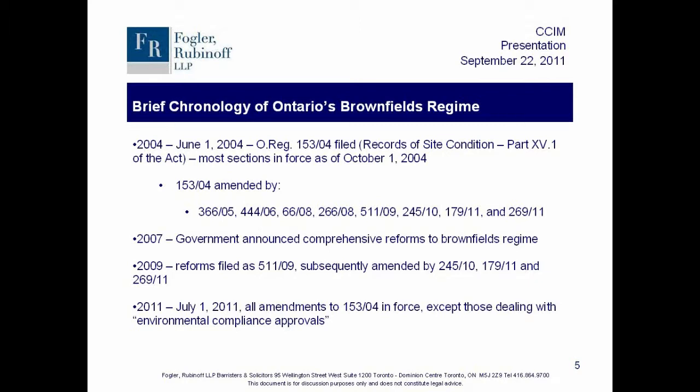So the reforms were presented in this Regulation 511. It's 87 pages long, lots of reforms, and subsequently there were some tweaking amendments, further amendments made to it by 3 more regulations, and that brings us up to today, 2011. Reg 153, with all its amendments, is in force, with the exception of those dealing with environmental compliance approvals. For those of you familiar with environmental law in Ontario, there's things called certificates of approval.